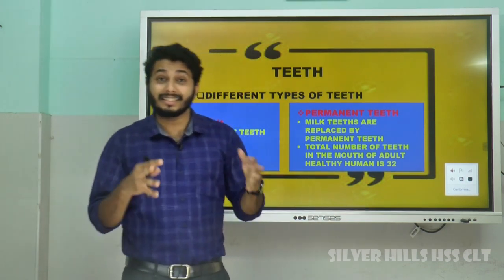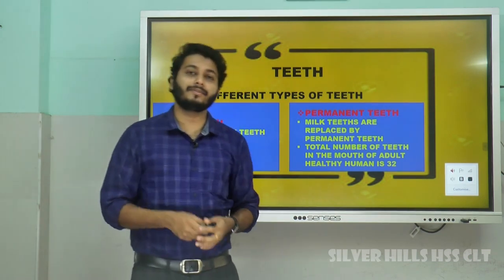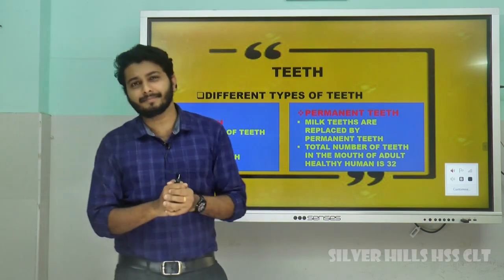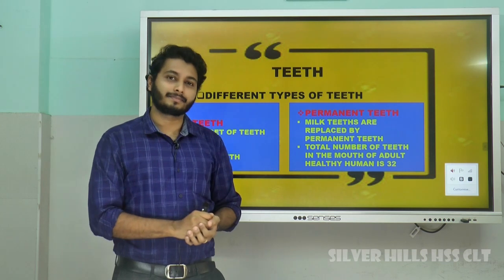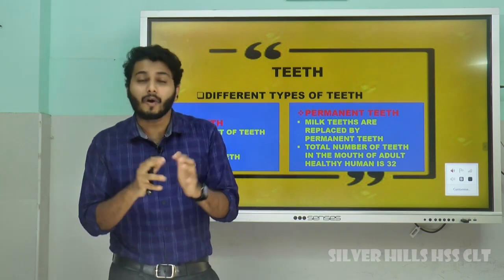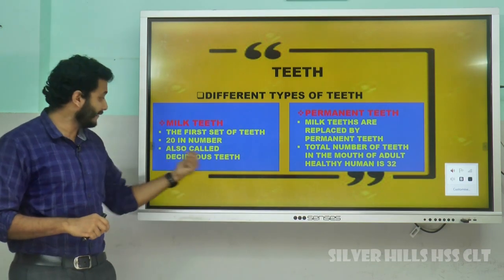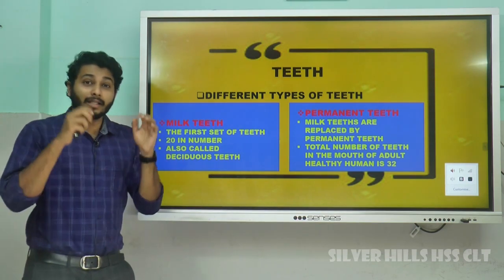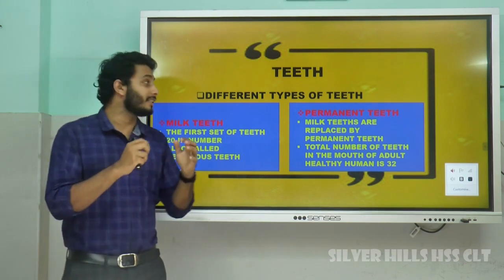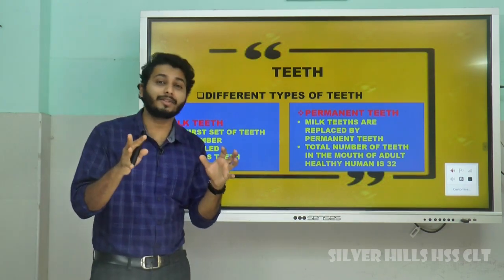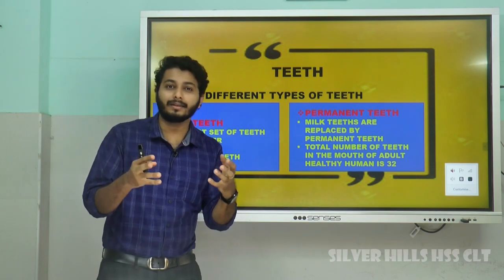Let's talk about the teeth in detail. In human beings, 2 types of teeth are there: milk teeth and permanent teeth. Milk teeth is also called deciduous teeth. The first set of teeth developed during the lifetime is the milk teeth.